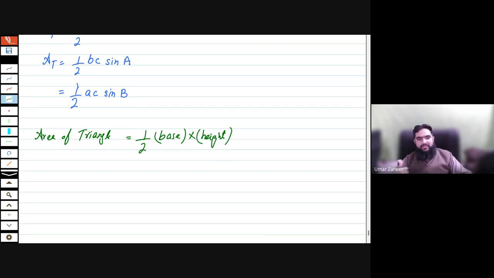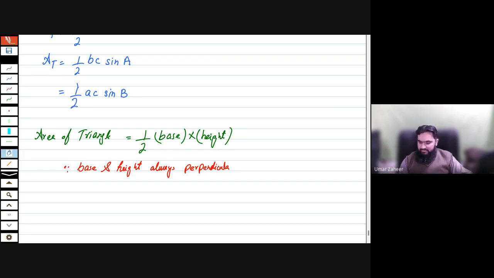Now the question was, what is the base and what is the height? The simplest thing is the base and the height are going to be perpendicular. That's it. Base and height are always perpendicular. If you see that two sides in a triangle make a 90-degree angle, you can take any one as a base and the second one as a height.